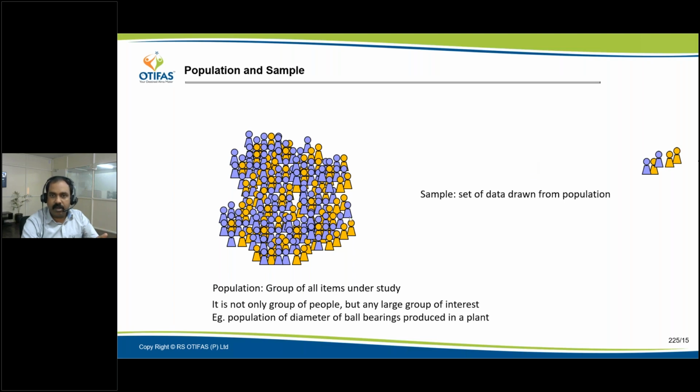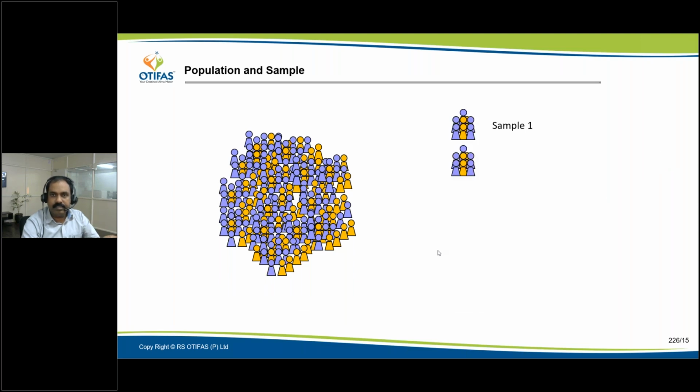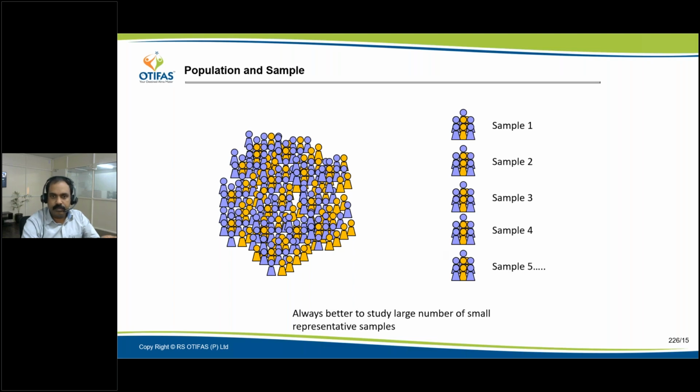So what is population? Population is the group of all items under study, and a sample is a set of data drawn from a population. For example, sample 1, sample 2, sample 3. Please remember, it is always better to study a large number of small representative samples. Remember this as a Six Sigma black belt or green belt.